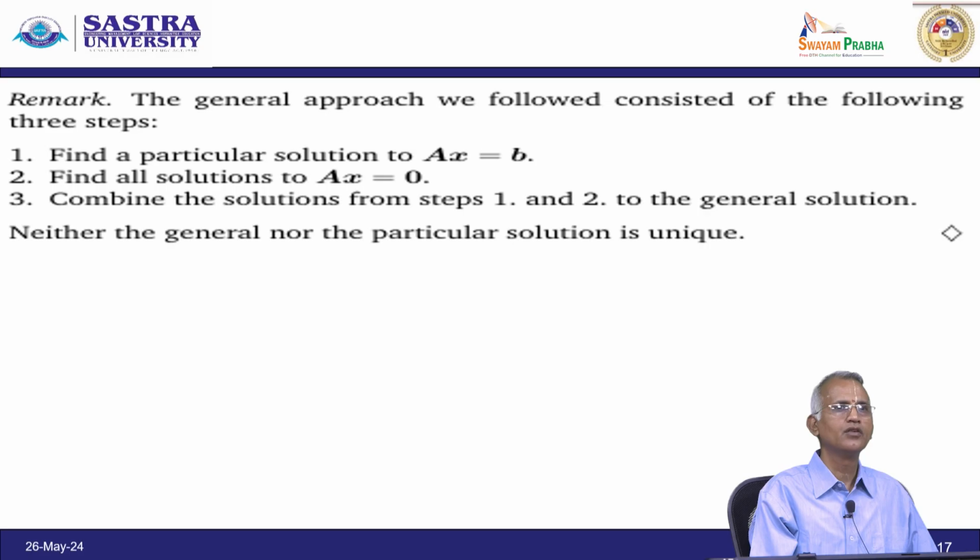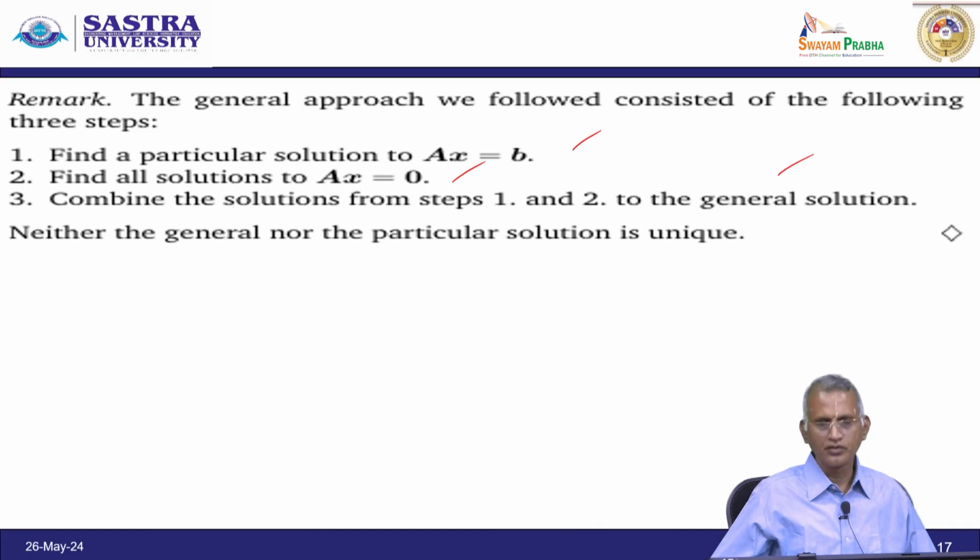So, we have a note. The general approach we followed consists of the following 3 steps: find a particular solution to Ax equal to b, find all solutions of Ax equal to 0, and combine the solutions from step 1 and step 2 to get the general solution. Neither the general nor the particular solution is unique.